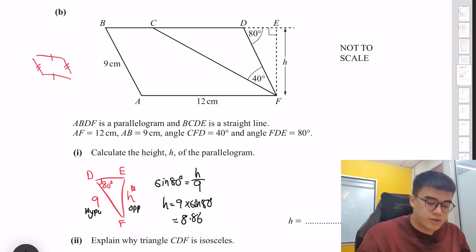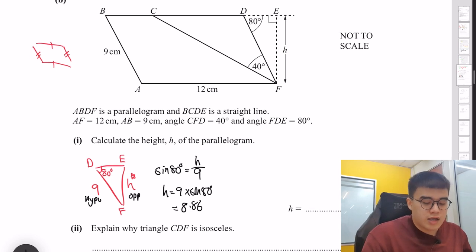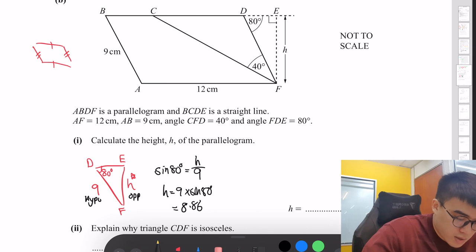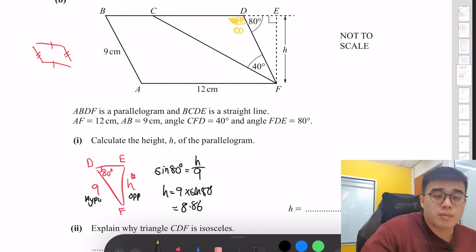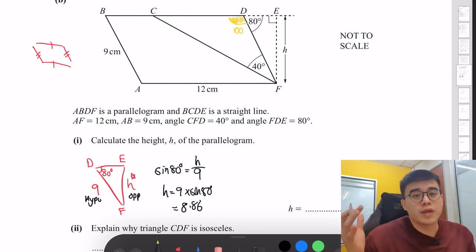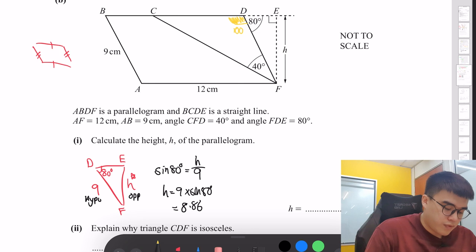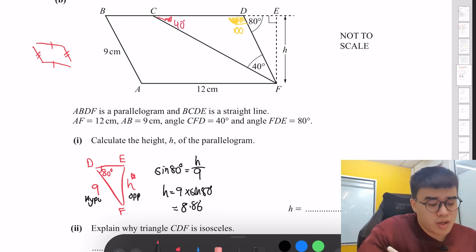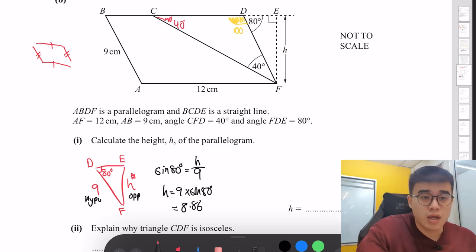So the next thing they wanted you to do is to explain why CDF is an isosceles triangle. So for this, first thing that you should notice right away is that this part here is actually 100, because straight line 100 plus 80, it will be 180. And with this information, we can immediately know that this is also 40 degrees, because 180 minus 40 and minus 100, you will get a balance of 40.